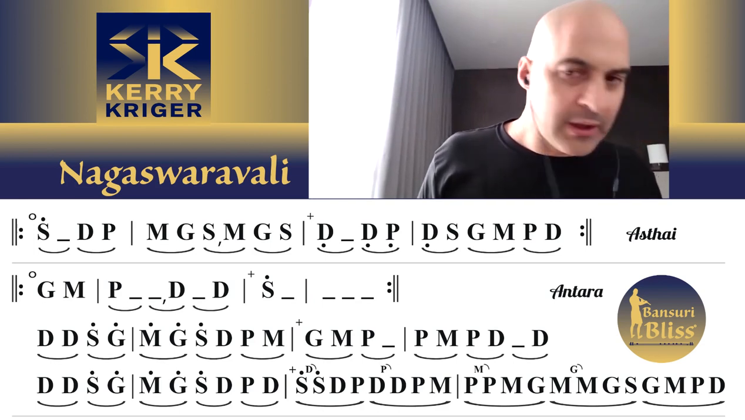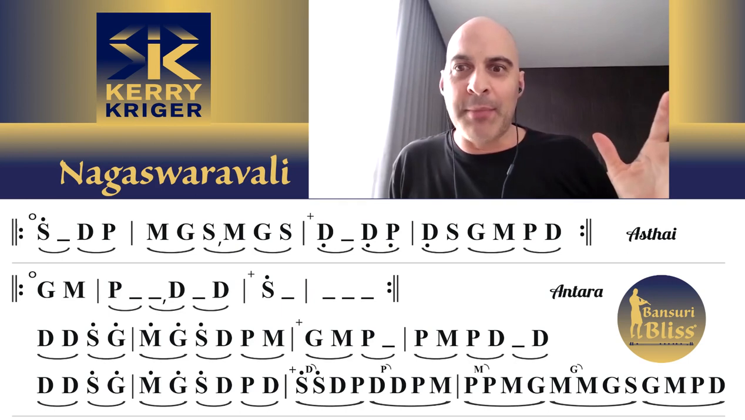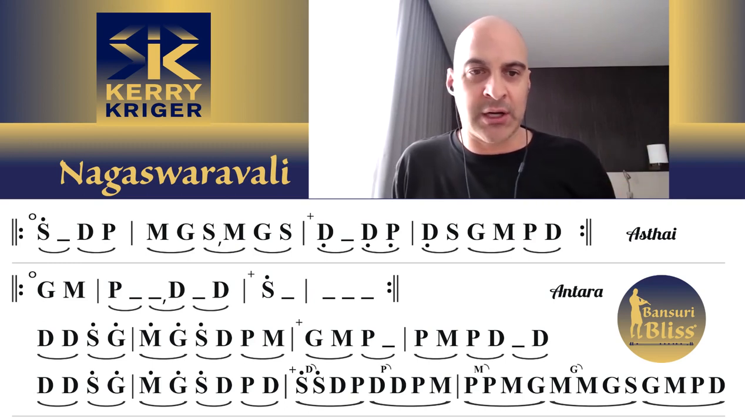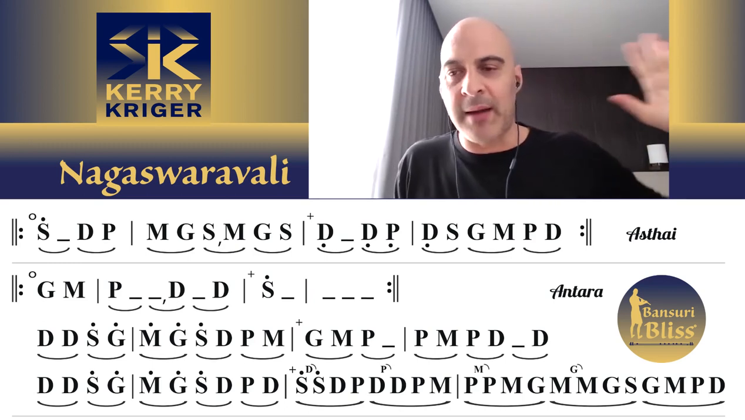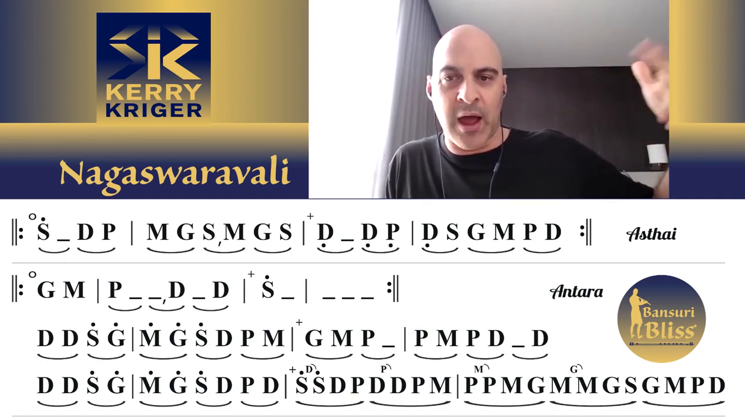Example. So I'm going to play the astai. I'm going to do something, I don't even know what, but I'm going to come into the antra. And it's not going to be straight from the astai as written. When I come to the antra, I'll probably improvise on that first line a little bit, and then I'm going to play these next two lines.